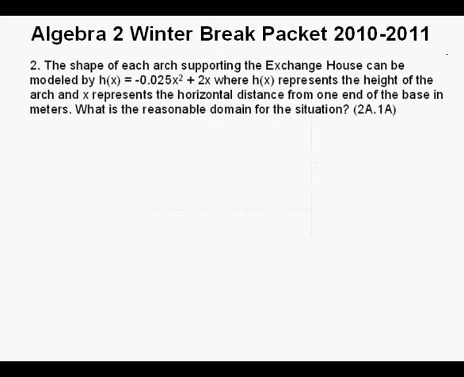Here's problem 2. The shape of each arch supporting the exchange house can be modeled by h of x equals negative 0.025x squared plus 2x, where h of x represents the height of the arch and x represents the horizontal distance from one end of the base in meters. What is the reasonable domain for the situation?